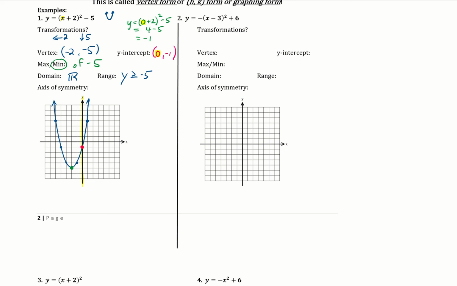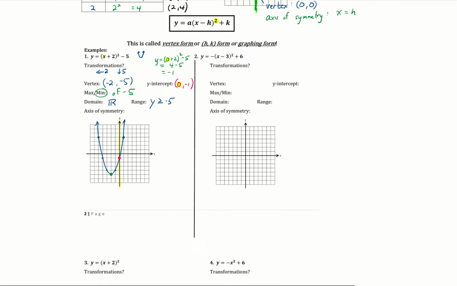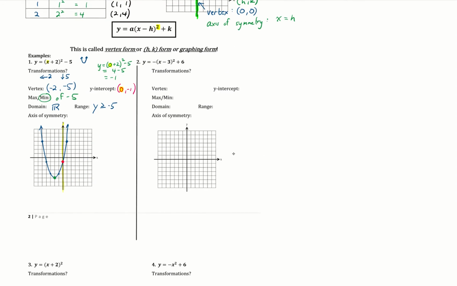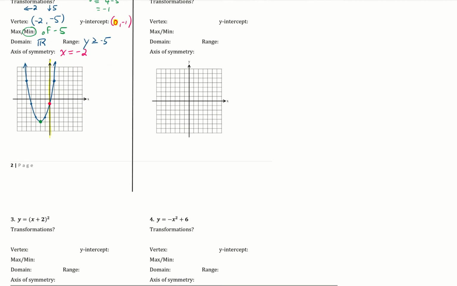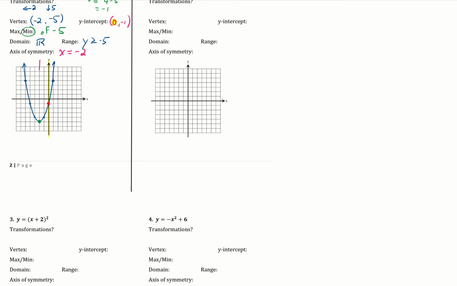The last thing that we're asked to do is identify the axis of symmetry. And what we talked about over here is it's always x = h. And h is going to be the x-coordinate of our vertex. So the axis of symmetry in this case is x = -2. And what we're doing is identifying this vertical line that divides the parabola in half.